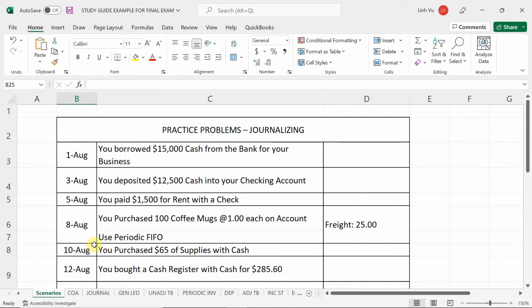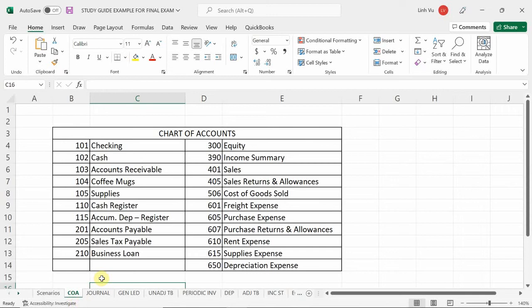So, all right. Here on August 1st, you decided to borrow $15,000 cash from the bank for your business. Okay? So you borrowed $15,000 cash from your bank to start up your business. So what did I do? You got cash and then a business loan. You did cash and you took a business loan. So cash is 102, business loan is 210. So let's journalize that.